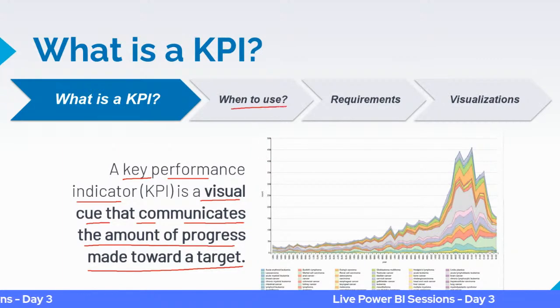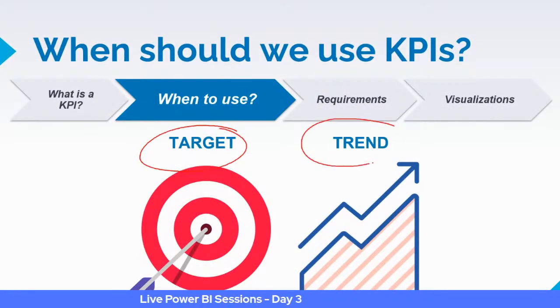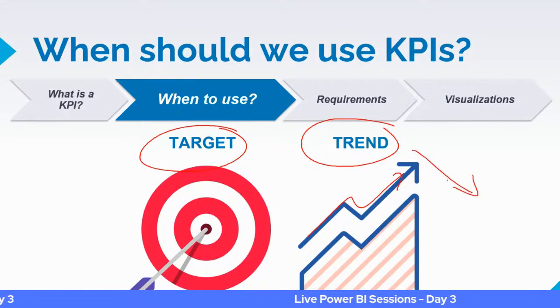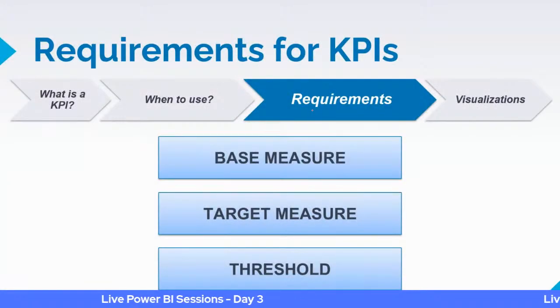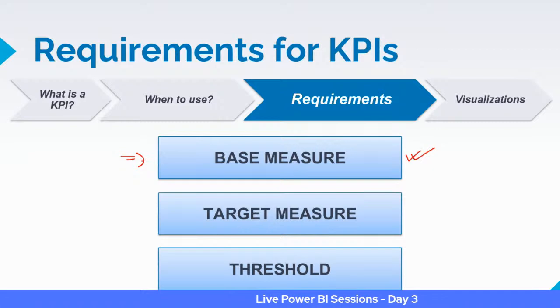When do we use it? When you have a target, or else you want to check the trend. What is the trend? The trend is increasing trend or decreasing trend, something like that. What are the requirements of a KPI chart? One requirement is base measure. What is base measure? That means on which particular column or a measure you want to keep a base and then you want to analyze that.